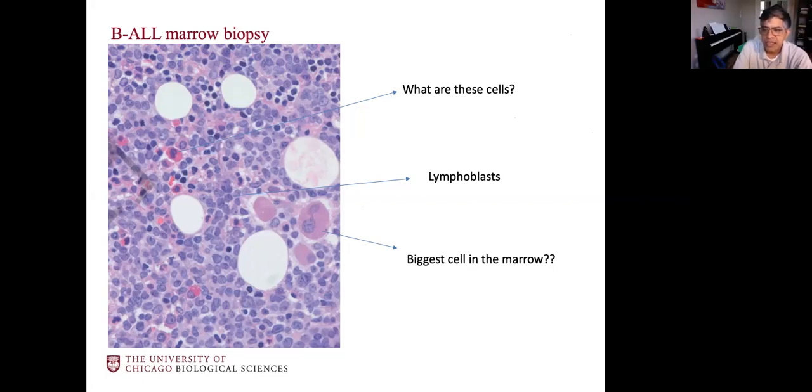Sweta and Nityashree? A stem cell. Sorry? Hematopoietic stem cell. No, stem cell won't be this big. This thing makes platelets. What cell is this? Megakaryocyte. Yeah. Exactly. It's strange that the smallest cell in the blood, which is the platelet, is made by the biggest cell in the bone marrow biopsy.